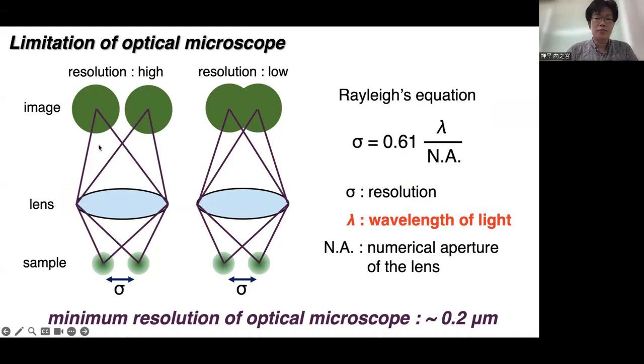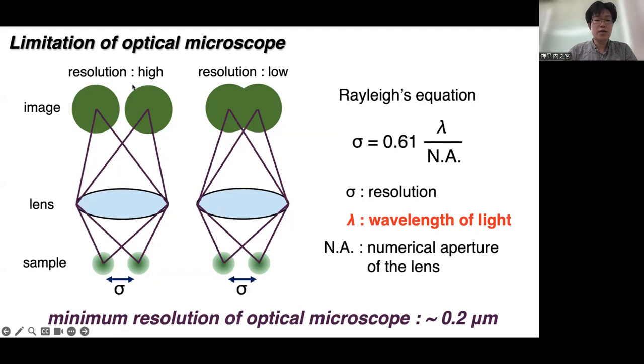So this is a brief explanation of the theory of resolution. Here is the sample, and here is the lens, and here are the images. If these images can be distinguished from other samples, we can say the resolution is high.